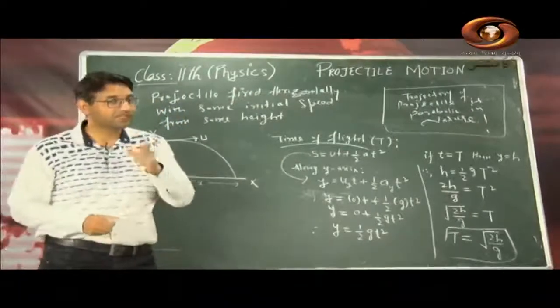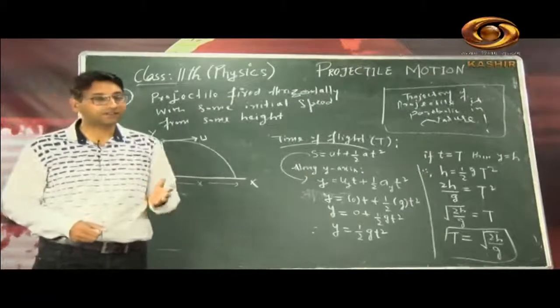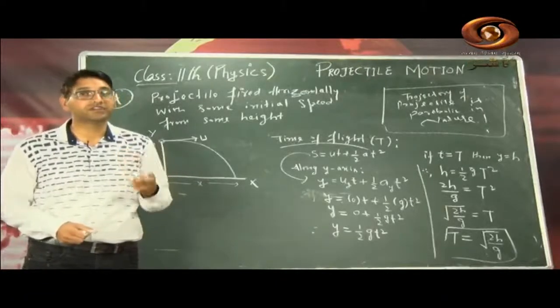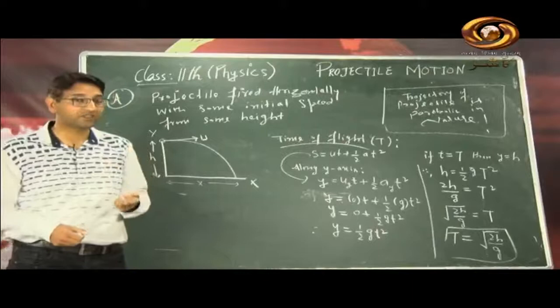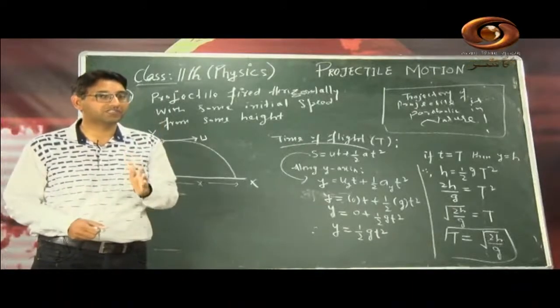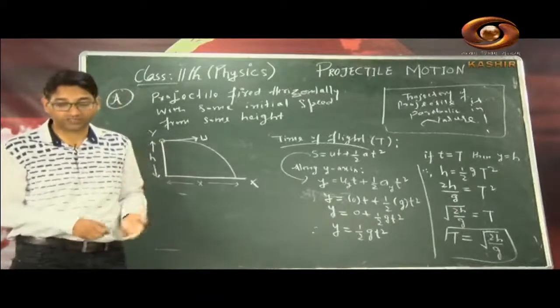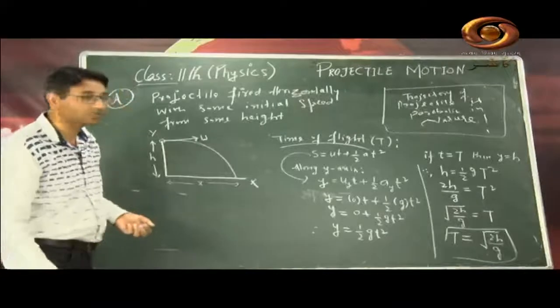So before you throw the projectile at some height, you can calculate its time of flight simply before it has started its journey. From the very beginning, knowing only the height from where you are projecting it, you can calculate in advance what shall be the time of flight for such a projectile. So this is the equation, T is equal to under root 2h by g.